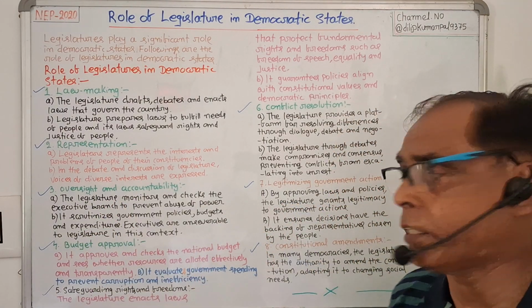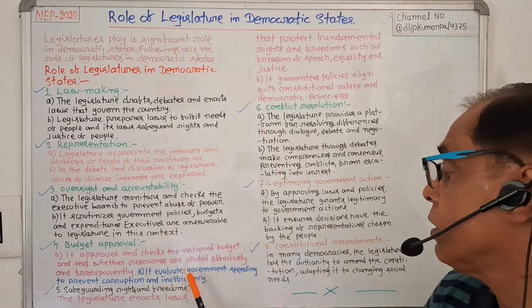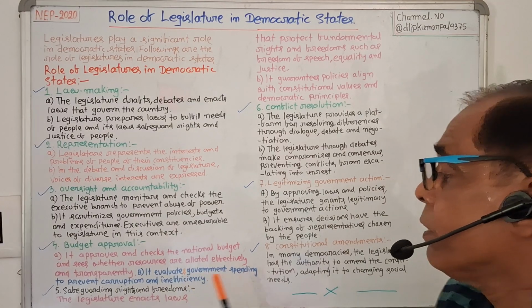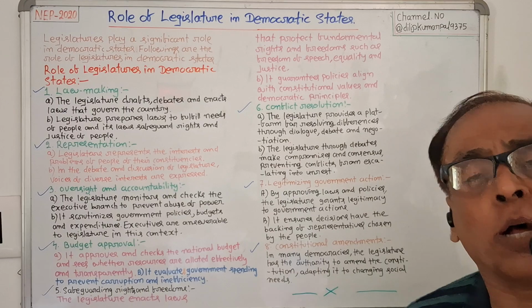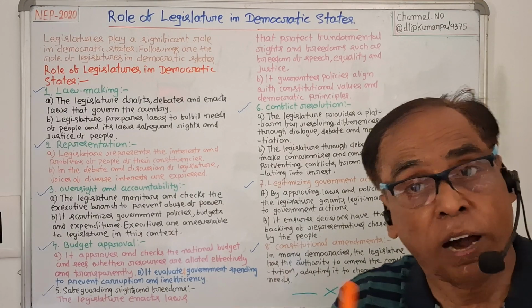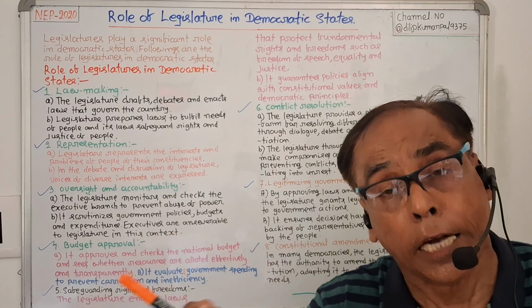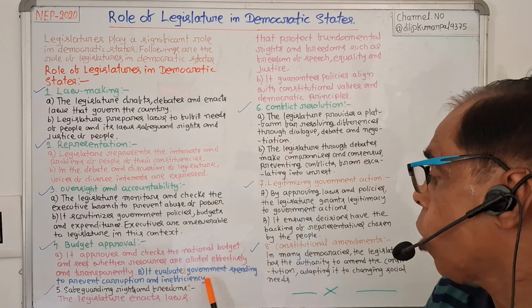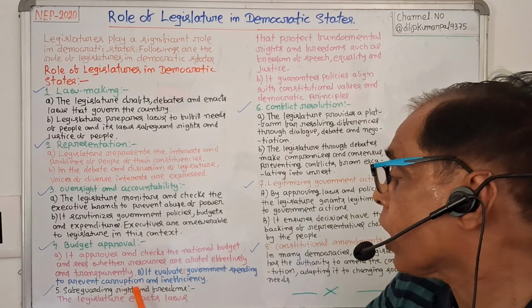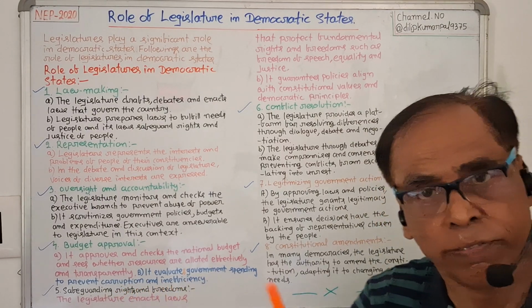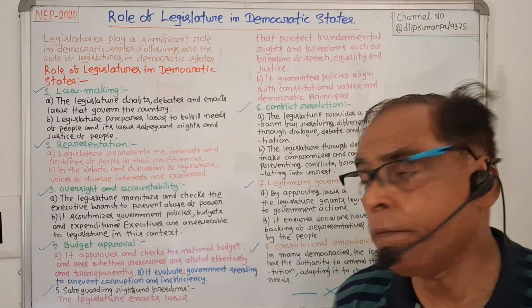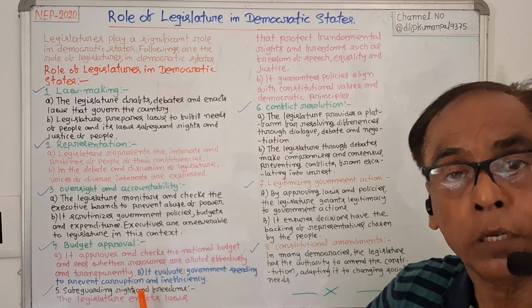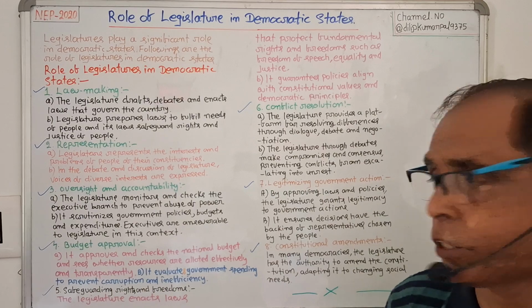Another budget function of the legislature is that it evaluates government spending to prevent corruption and inefficiency. It evaluates government expenditures. It checks government spending to see whether there is any corruption and inefficiency.